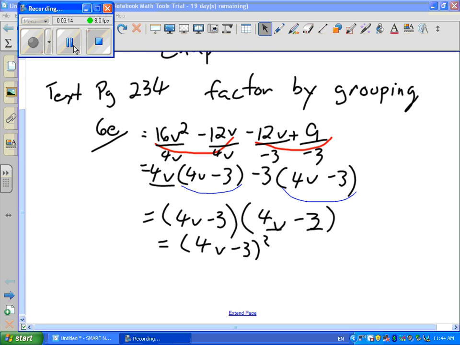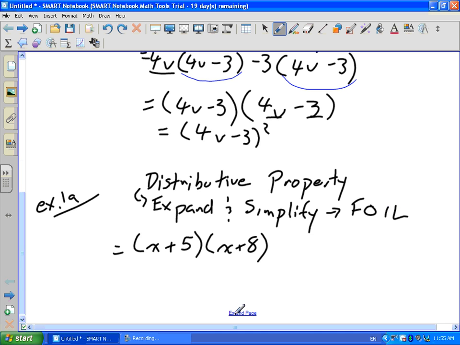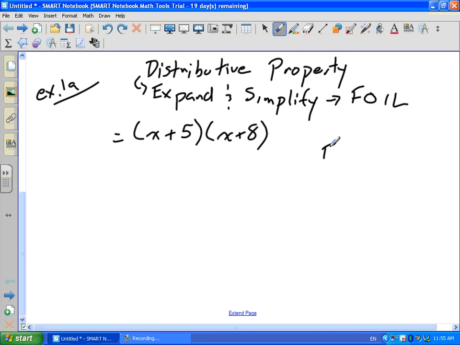Okay, question 1A, right out of the review. Very first question. It says to use distributive property. Distributive property is also known as expand and simplify. And expand and simplify, when you have two brackets like this, could also be known as FOIL. Remember, our FOIL is our first terms, outside terms, inside terms, and our last terms.